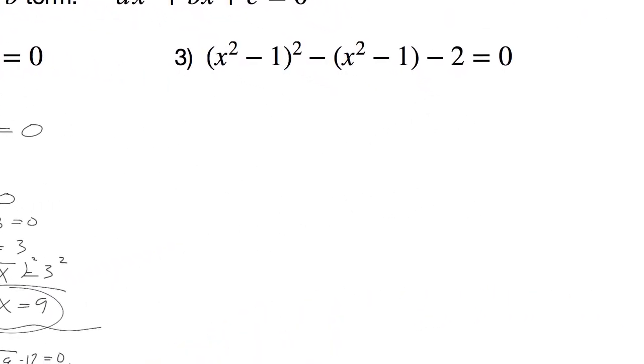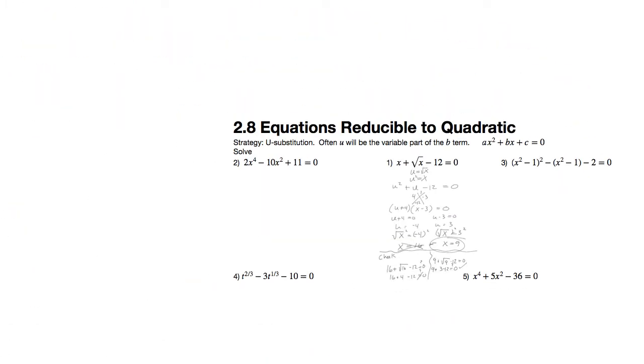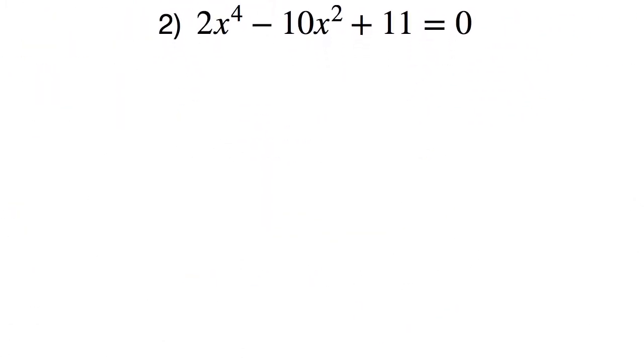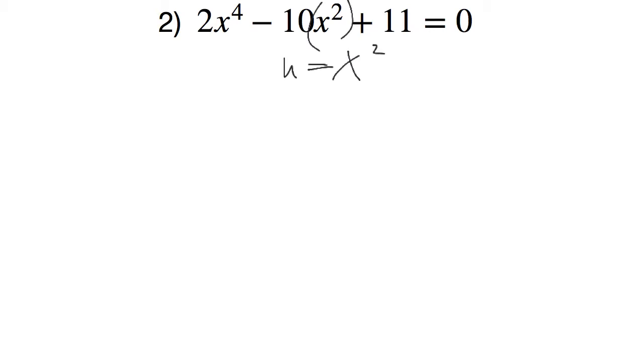Let's jump over to number 2. I was thinking of doing these out of order, but we might as well just do them in numerical order. Okay, so we've got 2x to the fourth minus 10x squared plus 11 equals 0. Now notice that if you make the u substitution of u is equal to x squared, all of a sudden this turns into a quadratic equation. Of course, u squared is equal to x to the fourth. 2 times u squared minus 10u plus 11 is equal to 0.